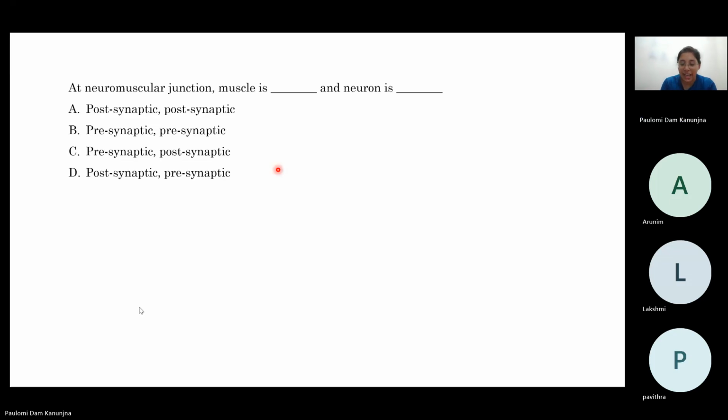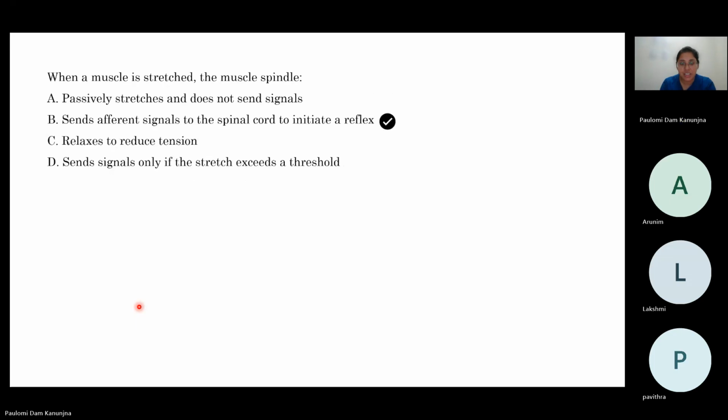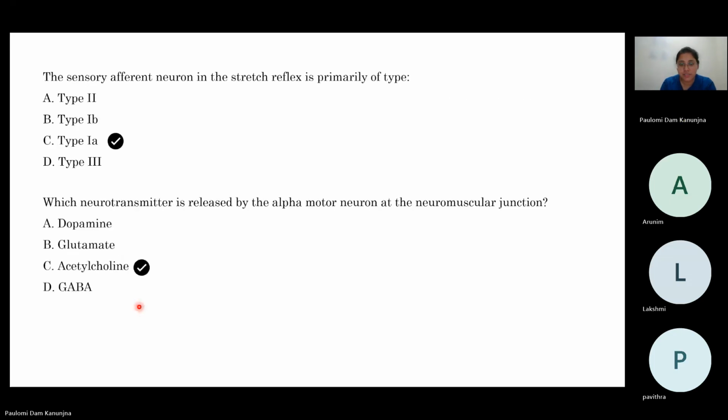Okay, I guess I got the wrong vibe there. The answer is post and pre. Okay, let me just show you why. I think this requires your visualization.